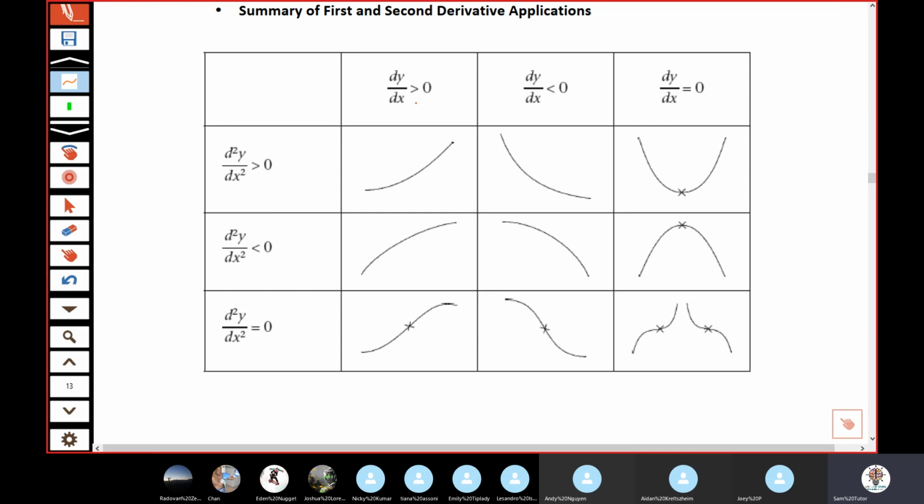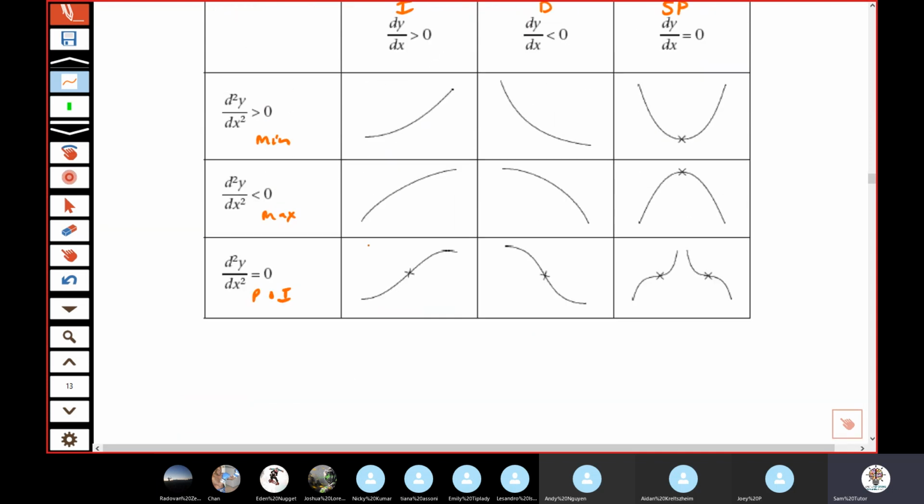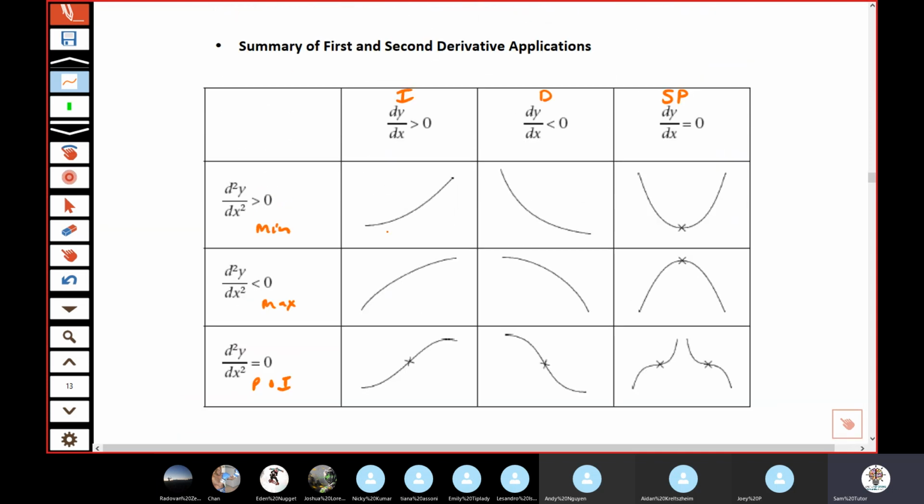So if y dash is greater than 0, which we know is increasing, decreasing, stationary point, you're thinking max, it's the opposite. Min, this one's a max, and this is a point of inflection. This is on page 13. So this one, increasing faster or slower? This is the first one, fast.